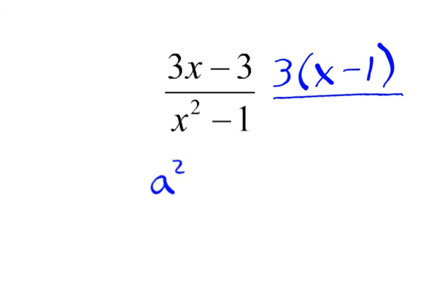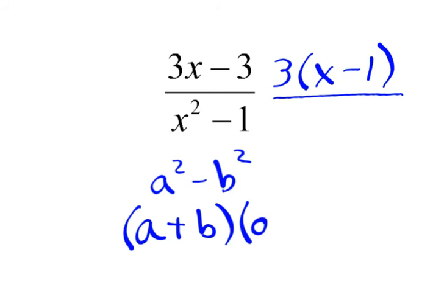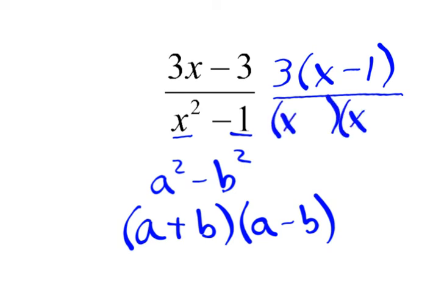Remember that special factor pattern, a squared minus b squared, always factors to the square root of a squared, which is a, plus the square root of the b squared, which is b, times a minus b. So since we have x squared minus 1, the square root of x squared is x, and the square root of 1 is 1. So we're going to have x plus 1 and x minus 1.